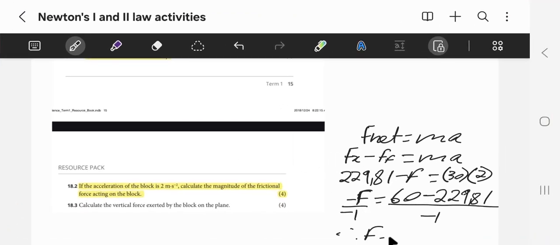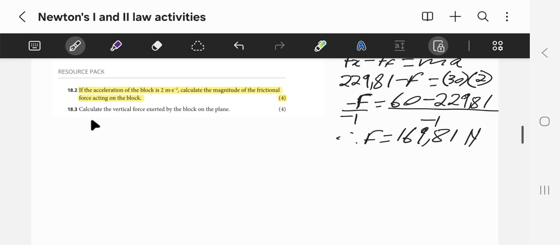Therefore friction is equal to 169.81 newtons. Remember, guys, that without the unit your answer is going to be wrong, so please always include the unit. Now let's look at the last question.